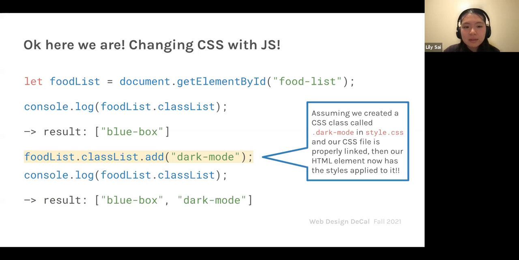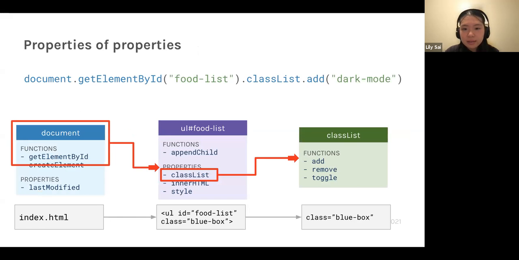And this would basically apply the CSS that we had for the class dark mode, assuming that we created this CSS in our CSS file and we linked everything correctly. So again, we go from the document and we get this element, and then within our element, we have the property class list that we can take advantage of, with the different functions that it has, to do cool things like adding and removing dark modes.